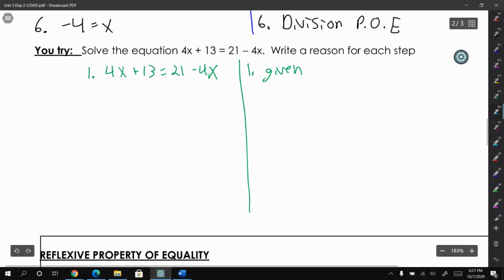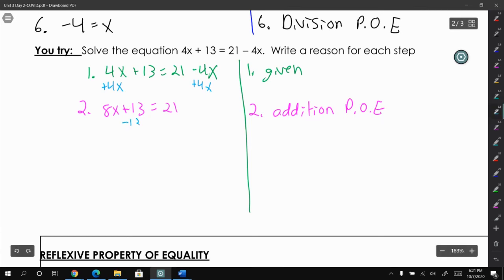Okay, so the first thing I would do is add 4x to both sides. Then my next statement would be 8x plus 13 equals 21. And what we did here is the addition property of equality, because we added 4x to both sides.